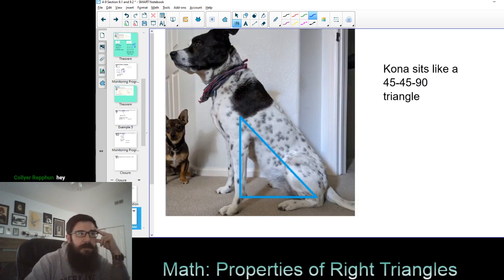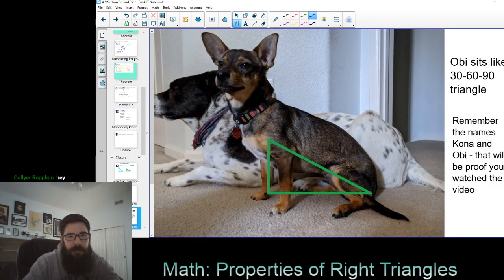I had to sneak some pictures of my dogs in here. This is Kona. She's a mix of basically every working dog ever. When she's sitting, she exemplifies a nice, pretty 45, 45, 90 triangle. You can see the angle between her feet on the ground and the way her body moves versus her legs ends up being 45s in both cases.